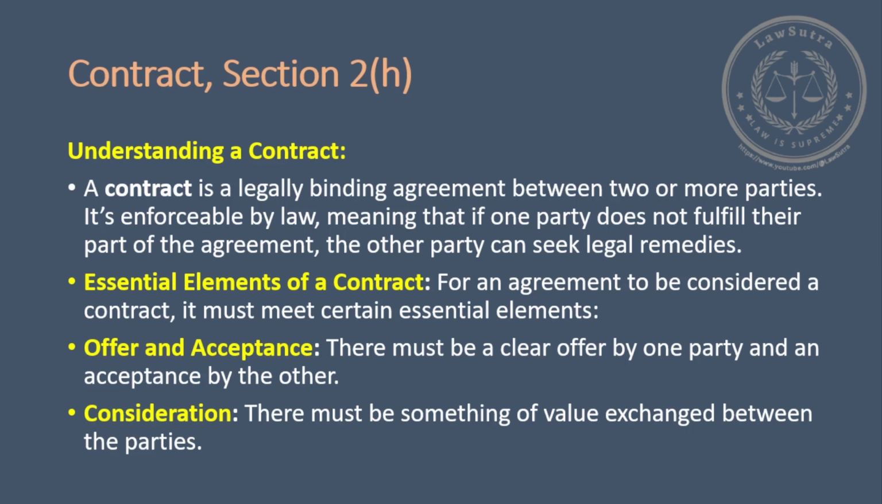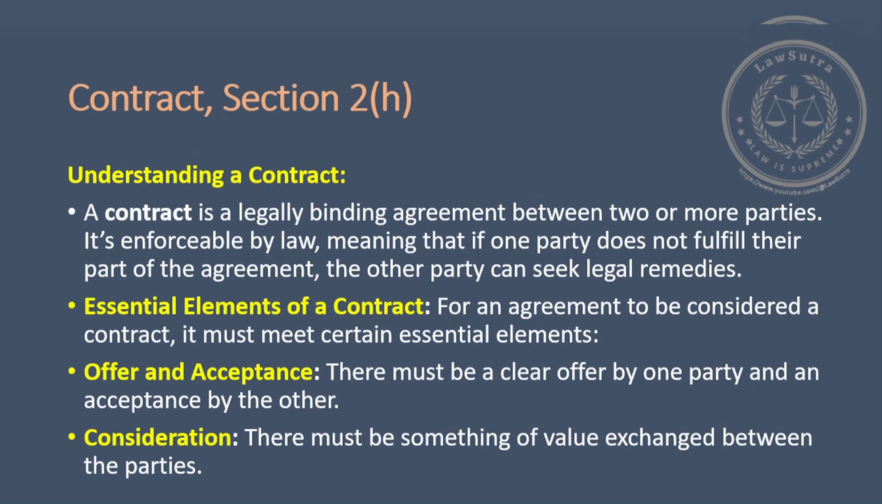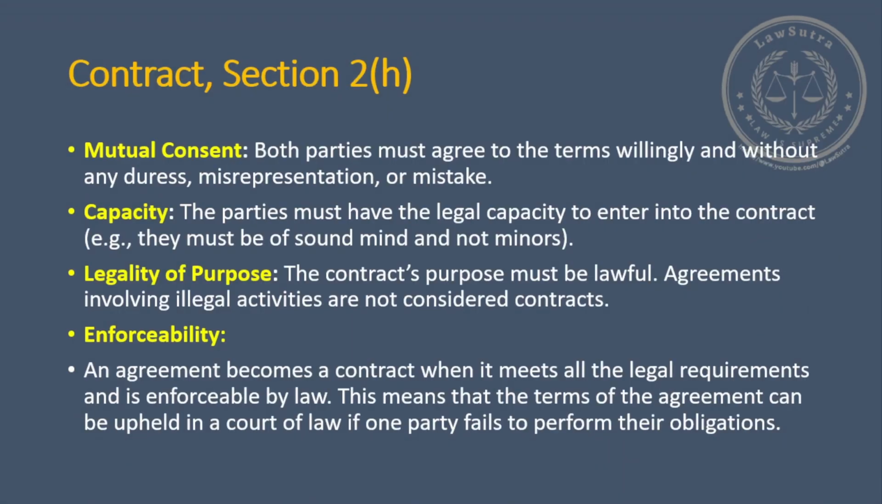For an agreement to be considered a contract, it must meet certain essential elements. Like, first one is offer and acceptance. There must be a clear offer by one party and an acceptance by the other. Next one is the consideration. There must be something of value exchanged between the parties. Mutual consent. Both parties must agree to the terms willingly and without any duress, misrepresentation, or mistake.